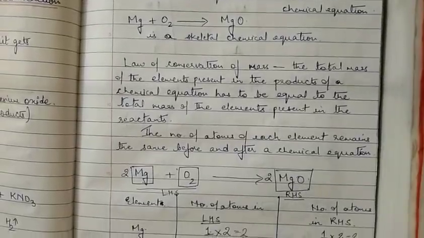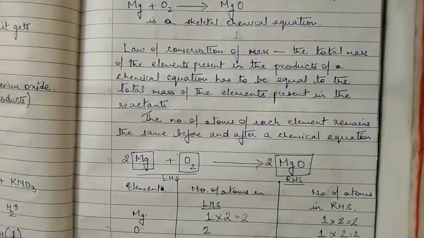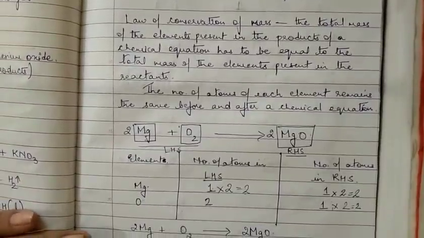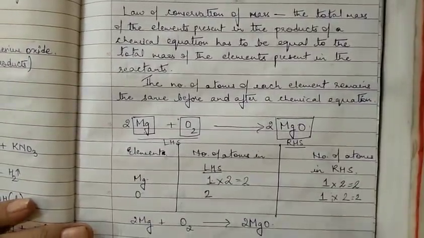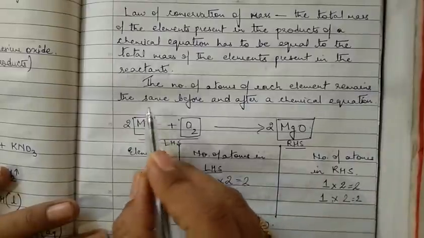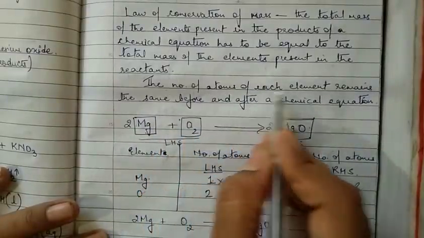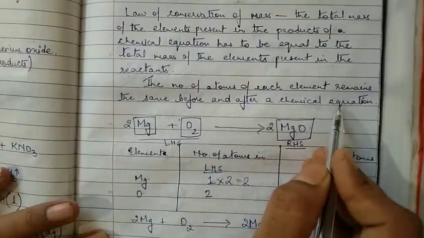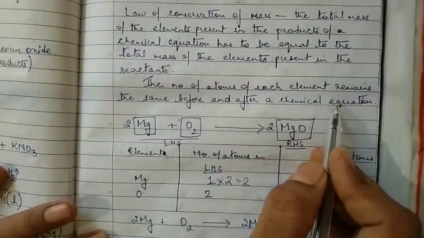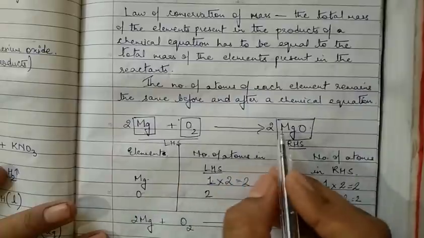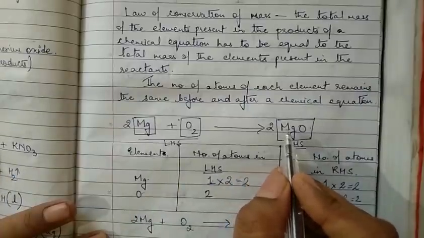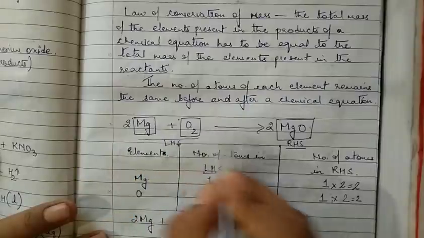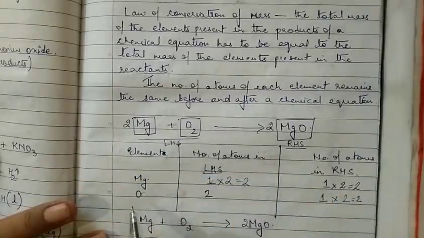For balancing chemical equations, there are a few steps which need to be followed. Let us look at them. The number of atoms of each element remains the same before and after a chemical equation. We will be seeing this, and how we will be balancing that equation we will look at in this session. Now for balancing an equation, as I told you, we write the skeletal chemical equation first of all.